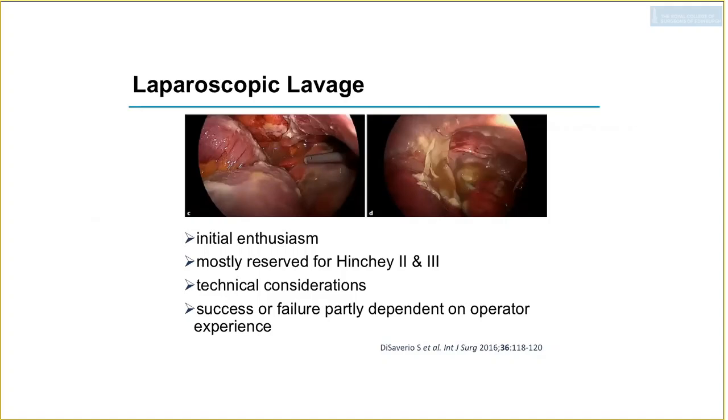I think we've kind of reassessed the whole thing now and realized that it's not really all it's cracked up to be. It might, in good hands, allow patients to cool off and avoid a resection. It's mostly reserved for the cases where you've got a pelvic abscess or indeed some generalized purulent peritonitis if you give a very, very good washout. But there are certain technical considerations.